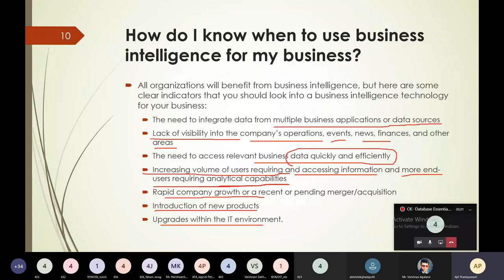So these are the clear indications. If you come across these indicators, you need to go for business intelligence. As a manager, you need to understand when you need to go for business intelligence. So all these are the clear indicators to go for business intelligence.